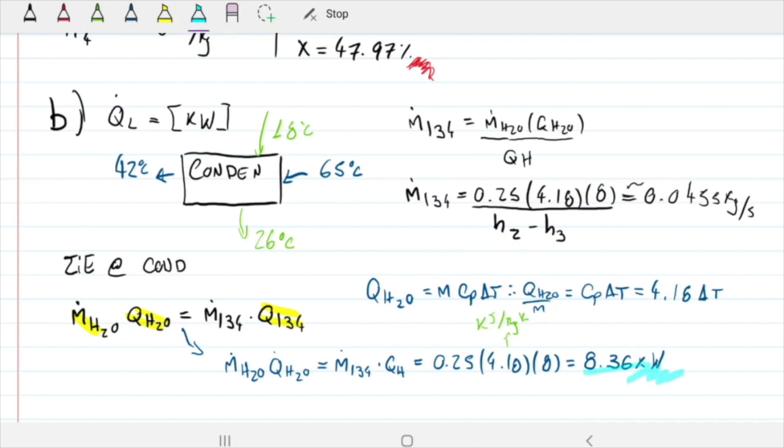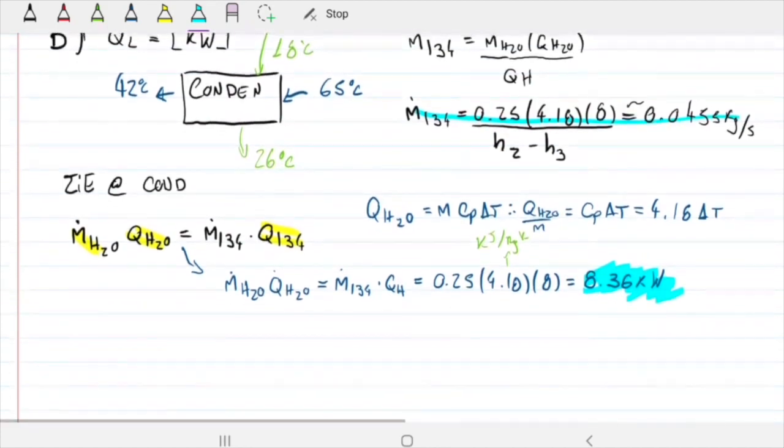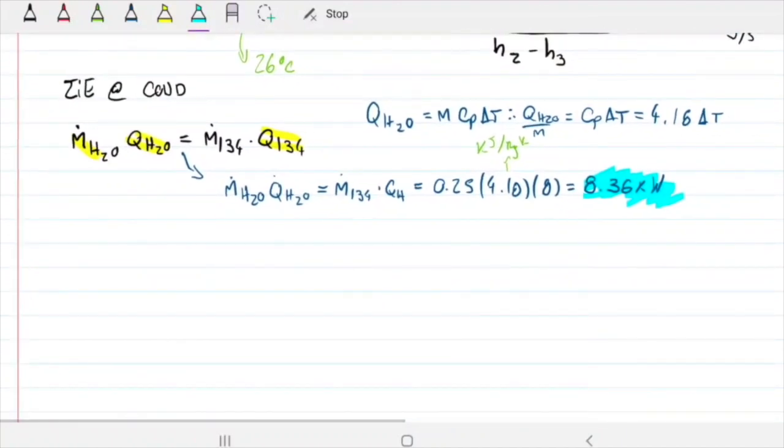Okay, so what is this number here? This is QH, how much energy is leaving, the rate of Q leaving the system. Okay, and now we also know the mass flow rate of refrigerant. If we want the load QL, there's two ways we can find it. I'm going to do both ways with you guys.